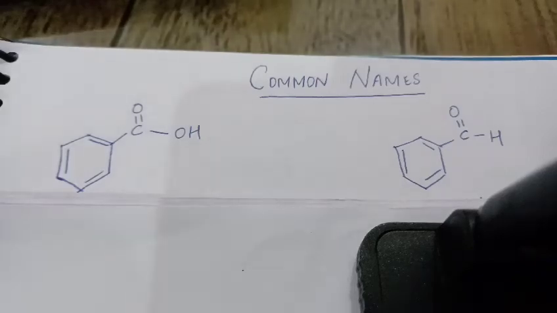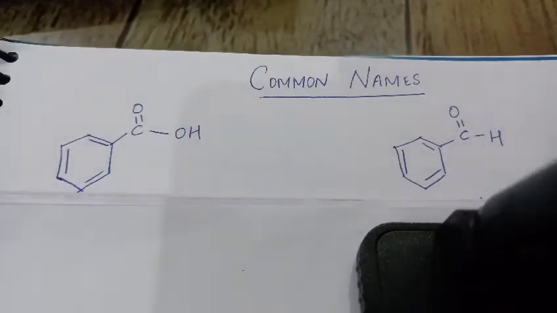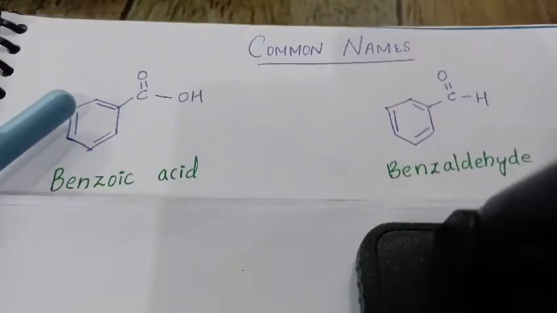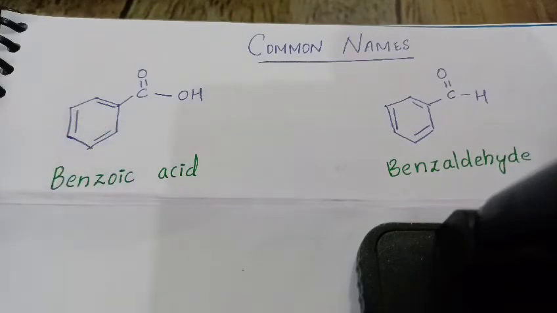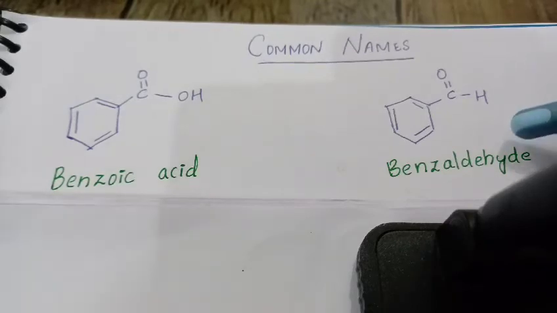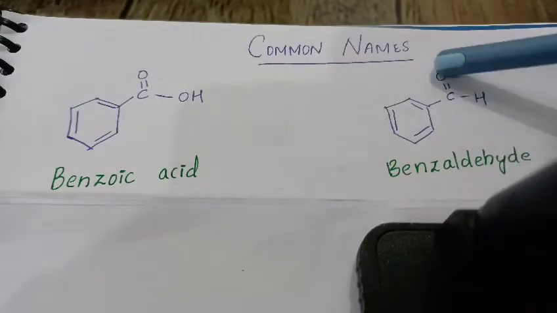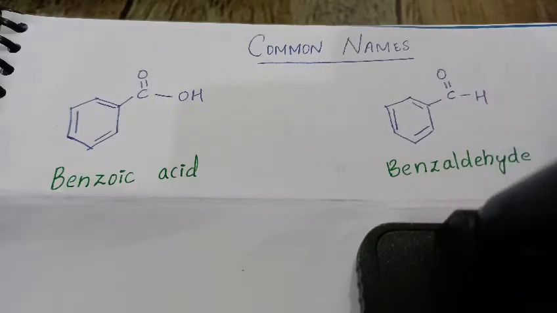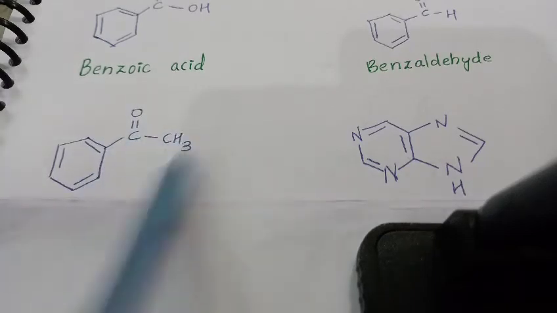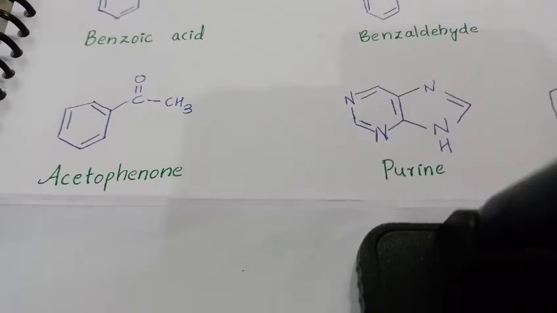In this video, we're going to look at the common names of some common structures. Let's see the first one here, a benzene with C double bond O, OH, that is benzoic acid. And the next one is benzene with CHO, it is benzaldehyde. So benzoic acid and benzaldehyde. Next comes benzene with C double bond O, CH3. This is known as acetophenone.